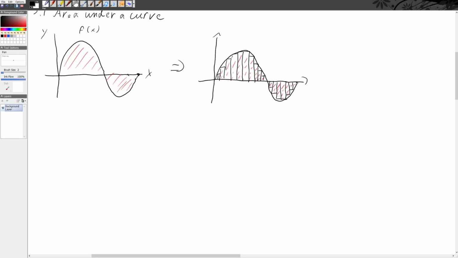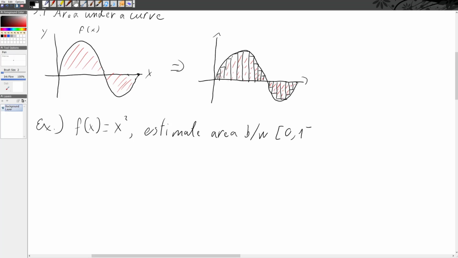So let's take, for example, a function. Let's take f of x is equal to x squared. We want to find the area underneath the curve, or rather estimate, between 0 and 1 using 4 rectangles.